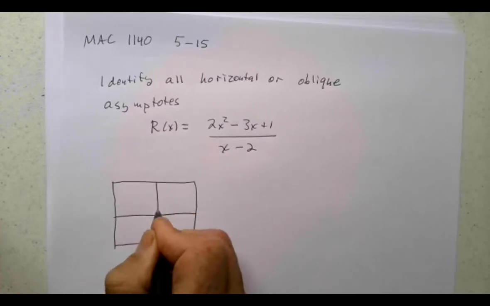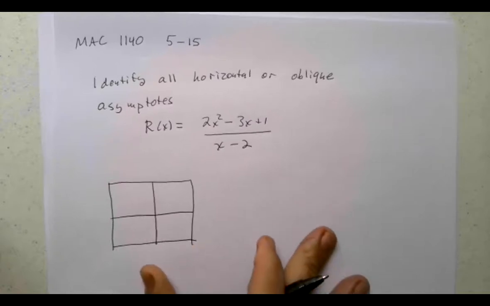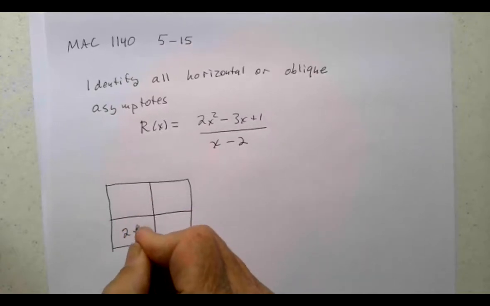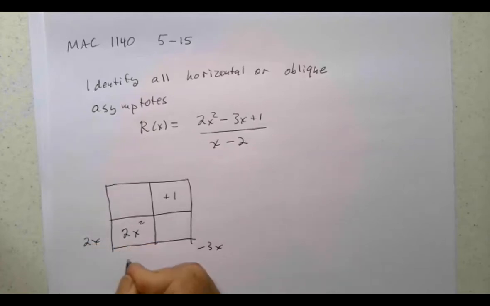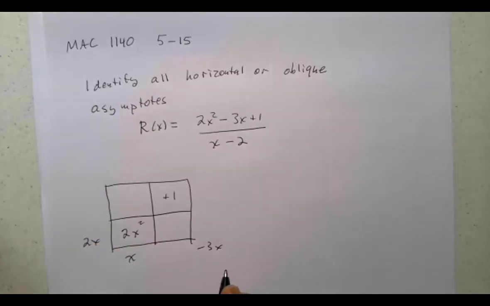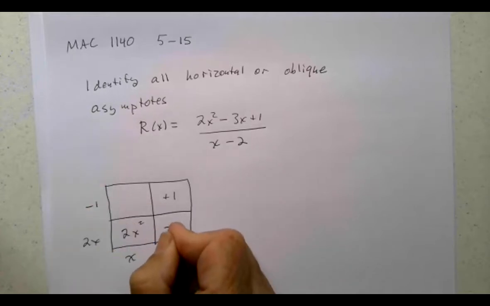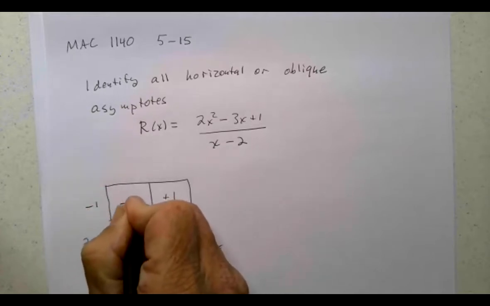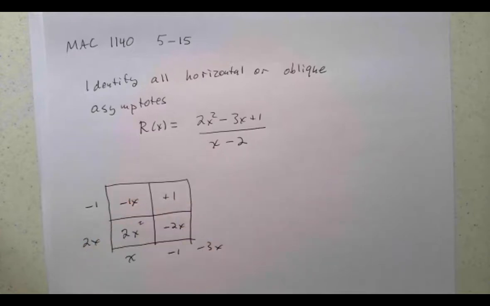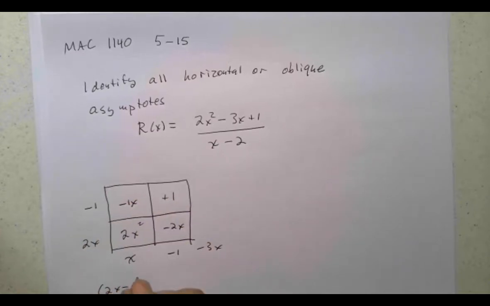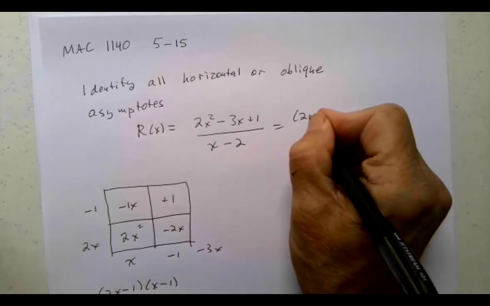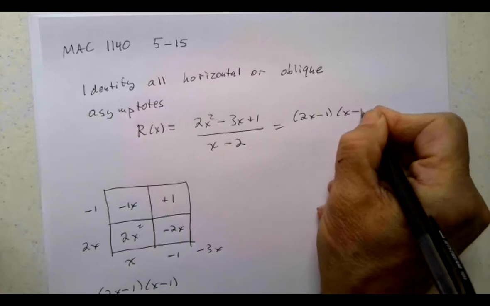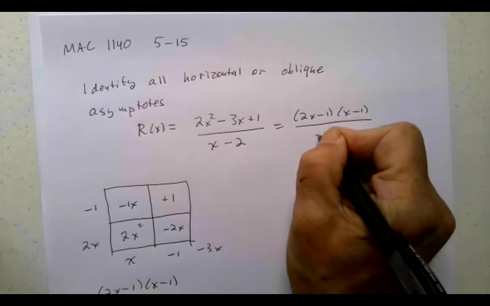There's not many options, really. 2x squared here, 1 here, negative 3x there. What do I get? 2x times x. Looks like minus 1 actually will work. Negative 1 times 2x is negative 2x. Negative 1 times x is negative 1x. So the top is 2x minus 1 times x minus 1. That certainly doesn't have to happen. And downstairs I have x minus 2.